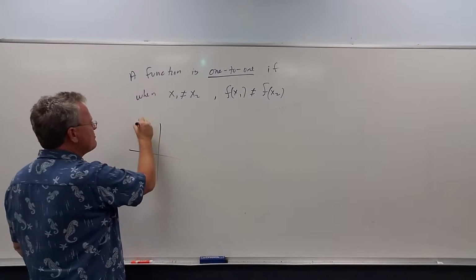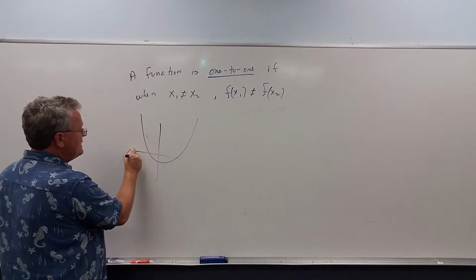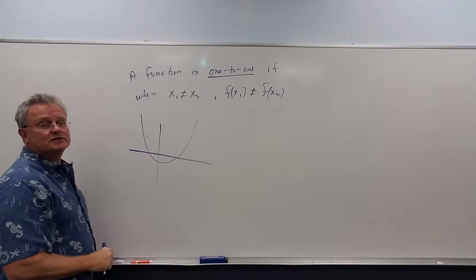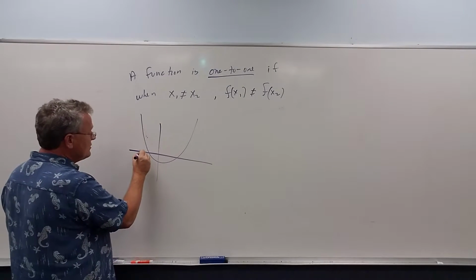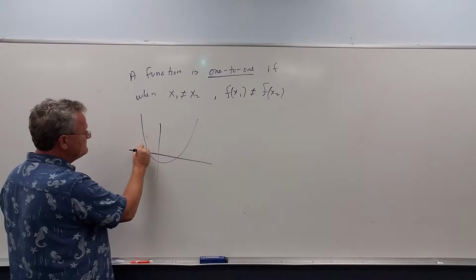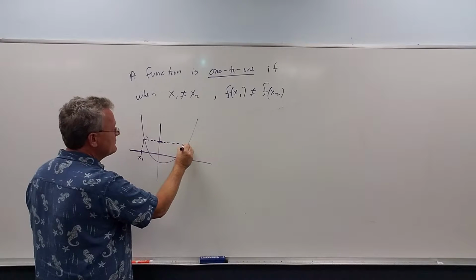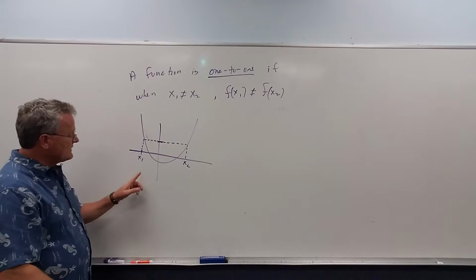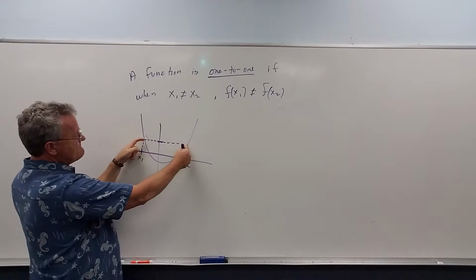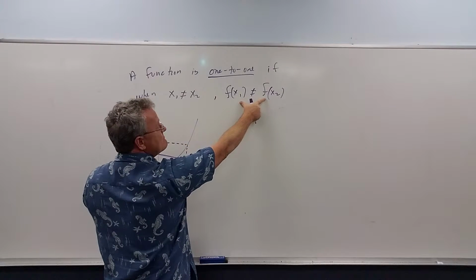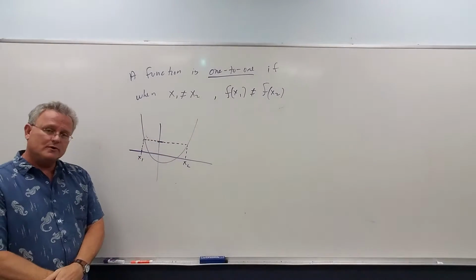So for example, our parabolas, are they one-to-one? Let's see. Can we find two different x values that have the same y value? Yeah, we can. Notice if I pick this x value, that's my y value. I keep going over here. If this is my other x value, clearly these are different x values, but when I plug them into my function, what comes out is the same y value. These are equal to each other. So parabolas are not one-to-one.